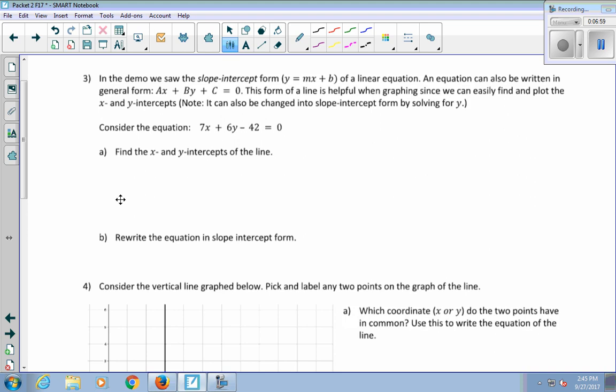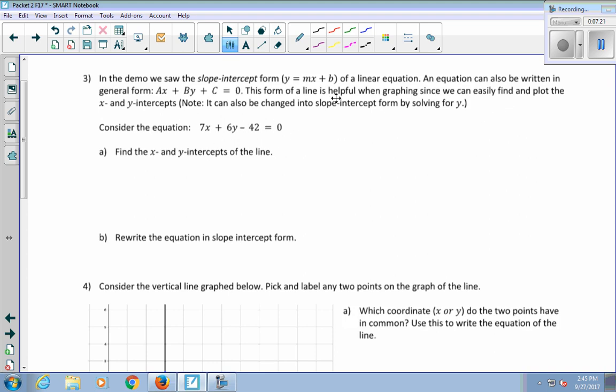Okay, in the demo, we saw the slope-intercept form of a line, y equals mx plus b. An equation can also be written in what's called the general form, ax plus by plus c equals 0. This is helpful when graphing because you can easily find and plot the x and y intercepts. It can also be changed into slope-intercept form just by solving for y.